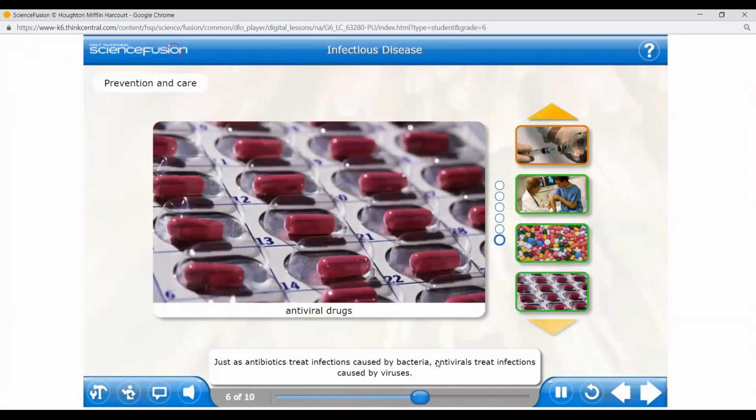Just as antibiotics treat infections caused by bacteria, so are antiviral drugs for viruses. Miss, the thing that is inside, do we open it and eat it, or do we just eat it all like this? Even if we open it and eat it, it is effective for my body, but people will never eat it because the taste is not pleasant. The taste will make you throw up or feel nausea. That's the reason it is enclosed in a capsule.